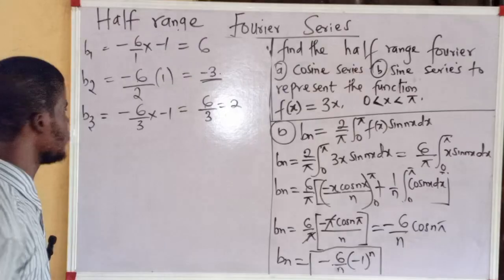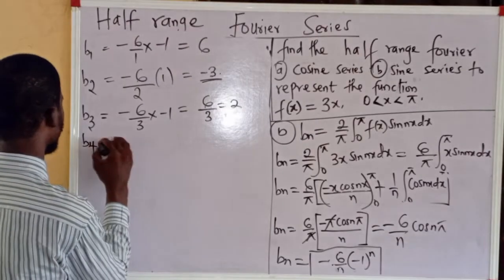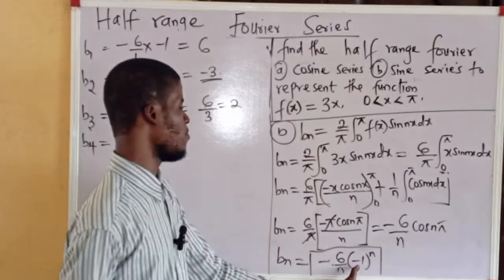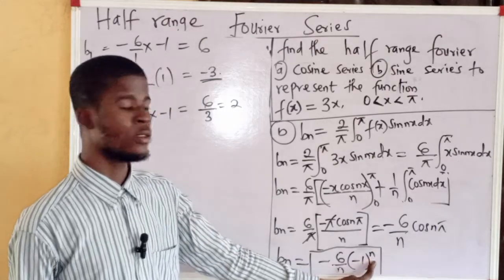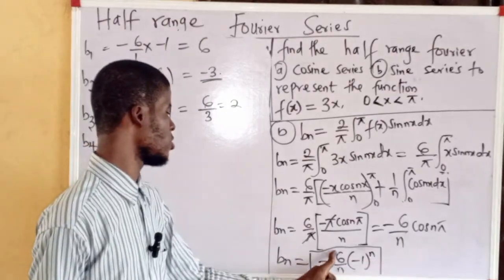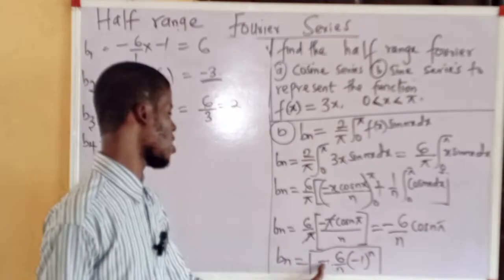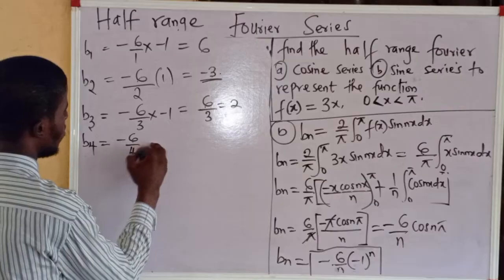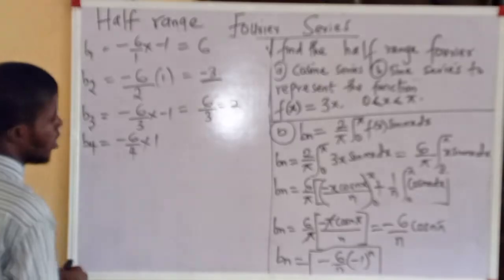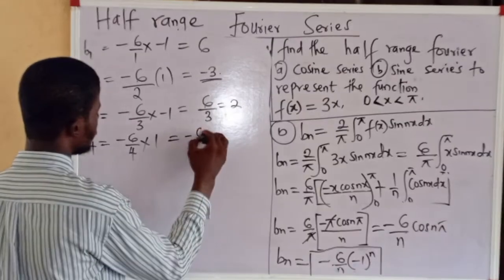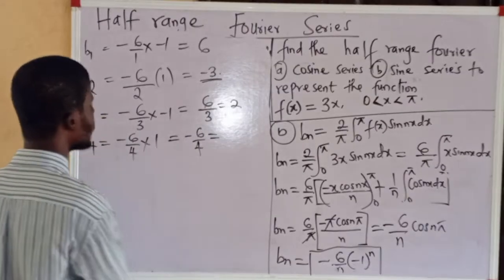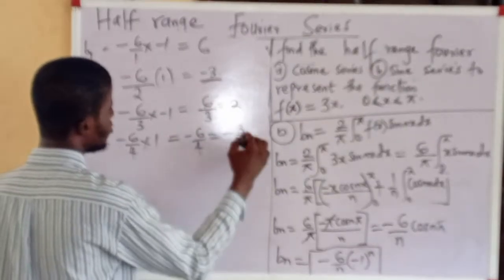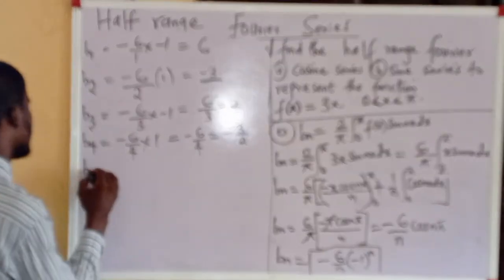Okay, let's determine b4. What will be b4? Let's stop at b5. B4 will be minus 1 to the fourth, which is 1, then minus 6 all over 4. So minus 6 over 4 times 1. All right, and that will be what? Minus 6 over 4, which is equal to minus 3 over 2.